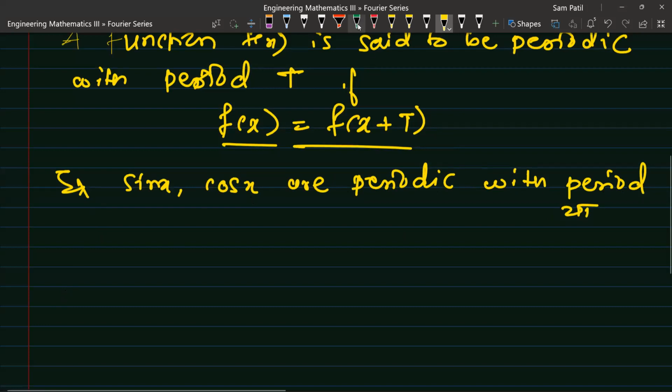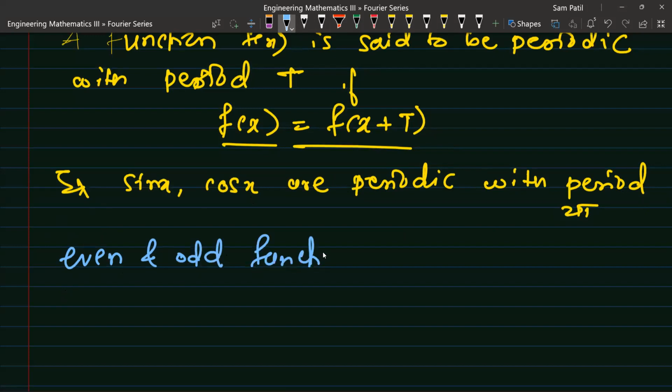Now the next concept is: what is meant by even and odd function? This is a very simple concept. What is an even and odd function?